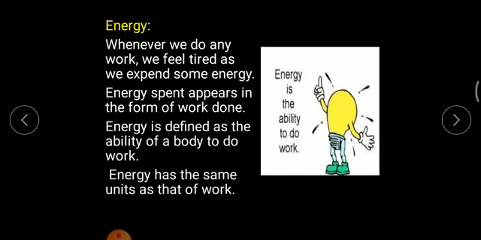Now let us see what we mean by energy. Energy is simply the capacity or the ability to do work. Any object or any situation which has a certain ability to do work, that is energy.